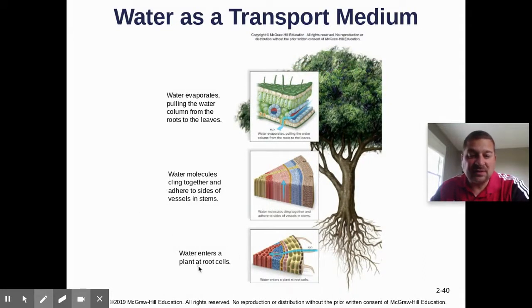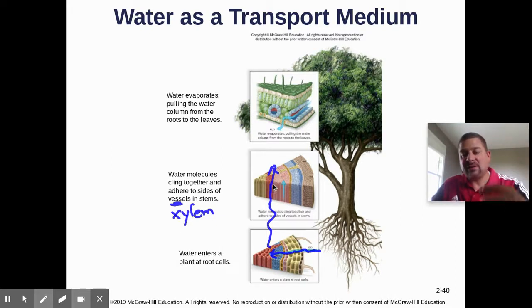So water enters the plant at the roots. You have water coming in through the root hairs right here. And as the water moves up through the plant, it will stick to the sides of the vessels called xylem. So it sticks to the wood, to the cells. They're kind of like hollow tubes, and it sticks to the side, and also water sticks to itself.